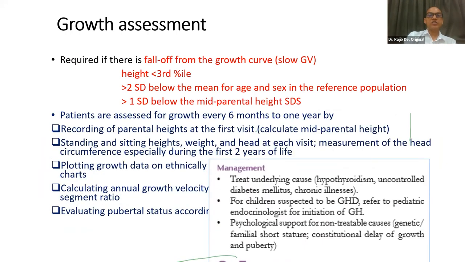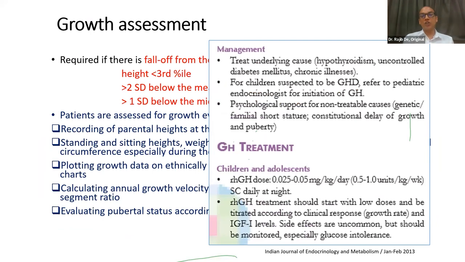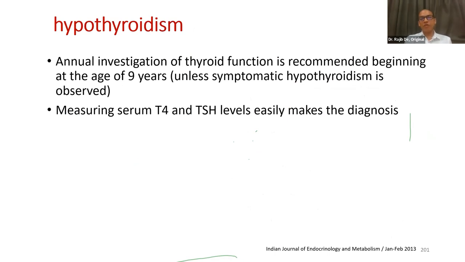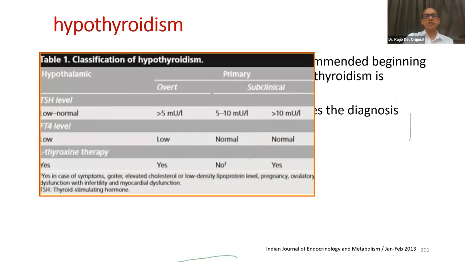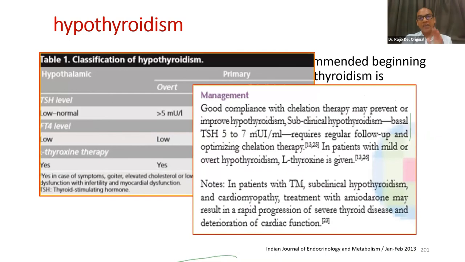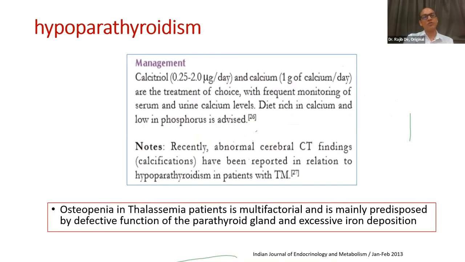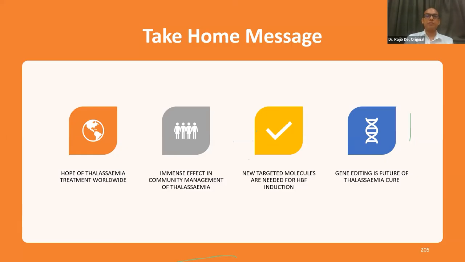Adequate replacement therapy needs to be given for growth-impaired patients, so we need the help of the endocrine department. Thalassemia is basically a multi-system disorder, and we need support from orthopedics, endocrinologists, pediatricians, and transfusion medicine. All these supports are needed for ideal management of thalassemia. Hypothyroidism and hyperparathyroidism are also there.